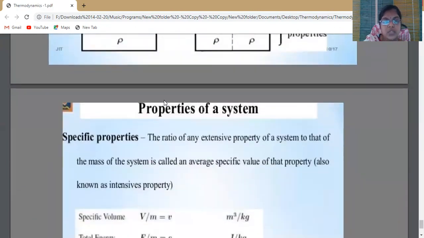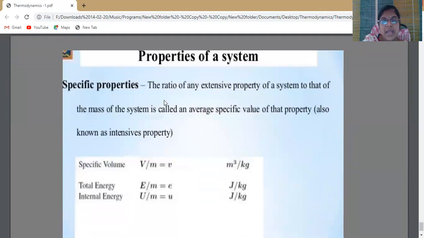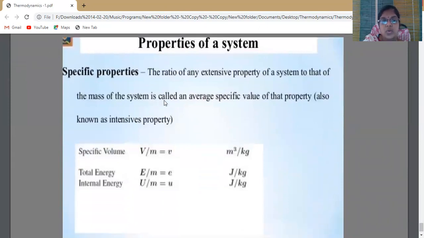And next, properties of a system. Specific properties: the ratio of an extensive property of a system to its mass is called the average specific value of the property, also known as an intensive property. What is a specific property? Volume by mass. Volume is an extensive property. Extensive property divided by mass is equal to specific volume. So specific properties are known as intensive properties. I think you understand.